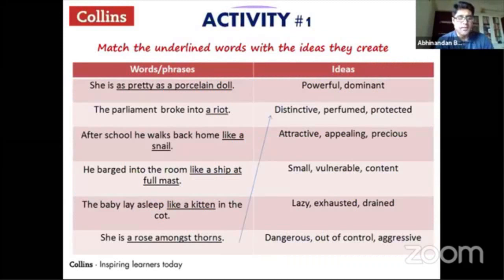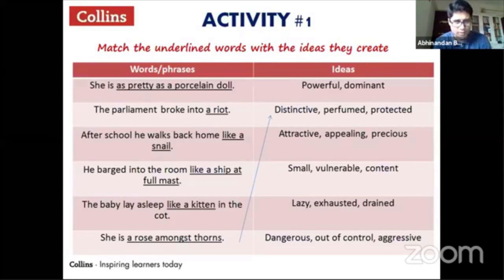Now, this is a quick activity for all of us. Let's see. It's time to engage quickly with each other. This is a worksheet that you can also take to our learners and introduce them. This will be very effective for the special learners and learners with some difficulty. Classroom activities. So match the underlined words with the ideas they create.